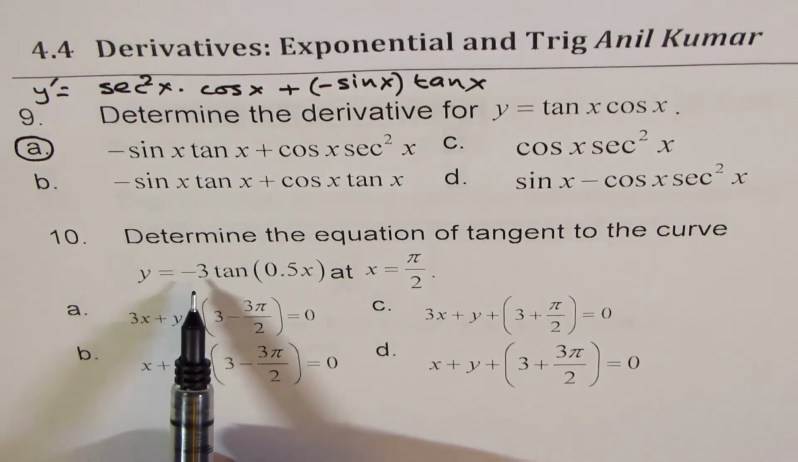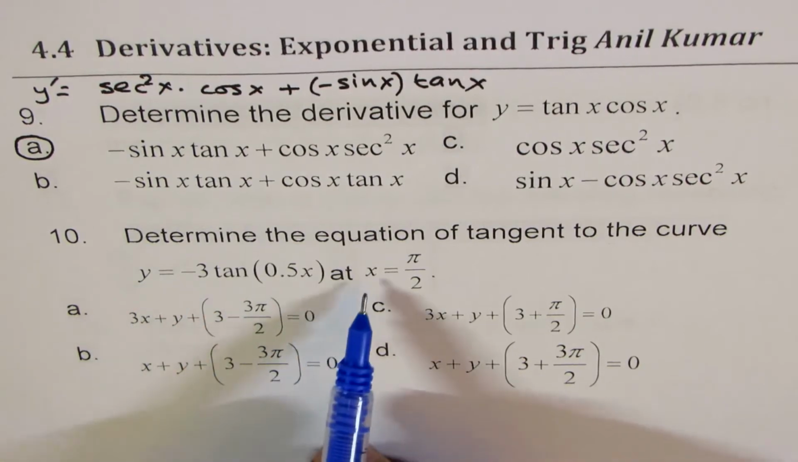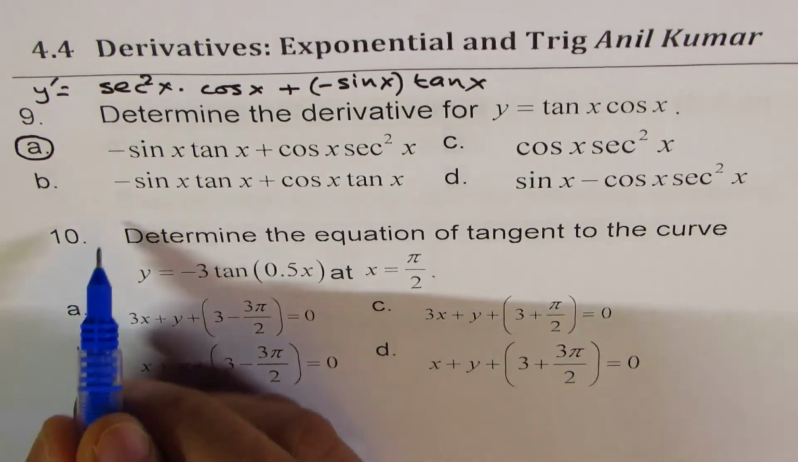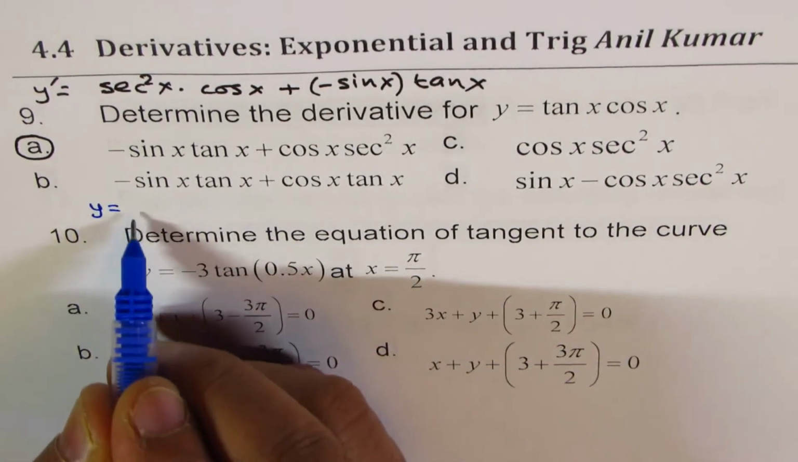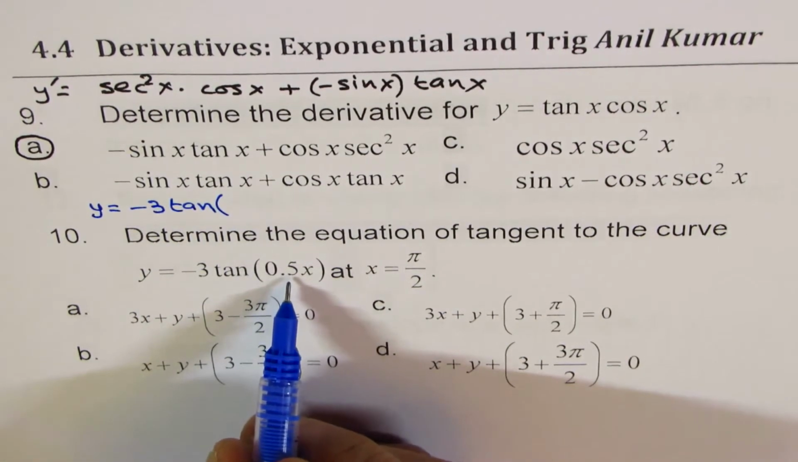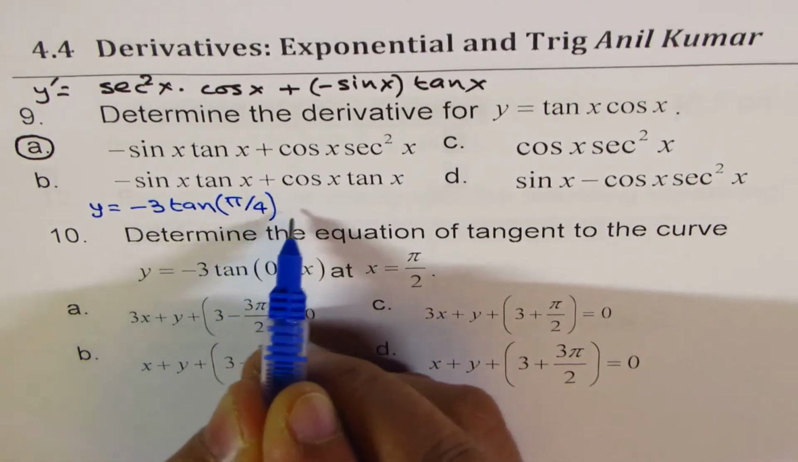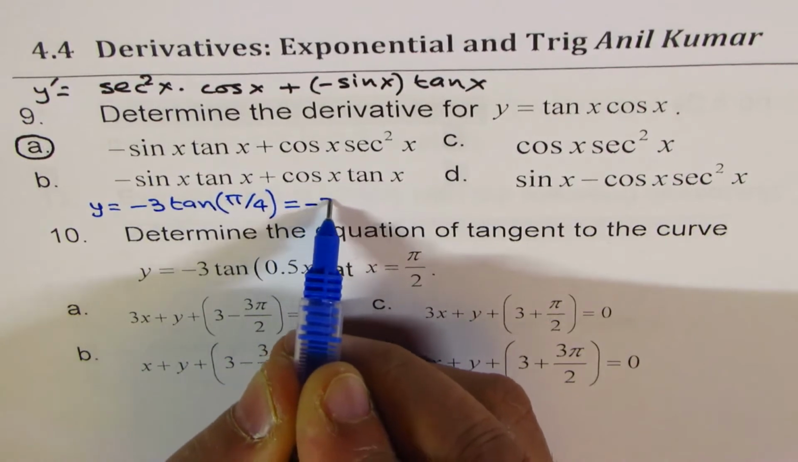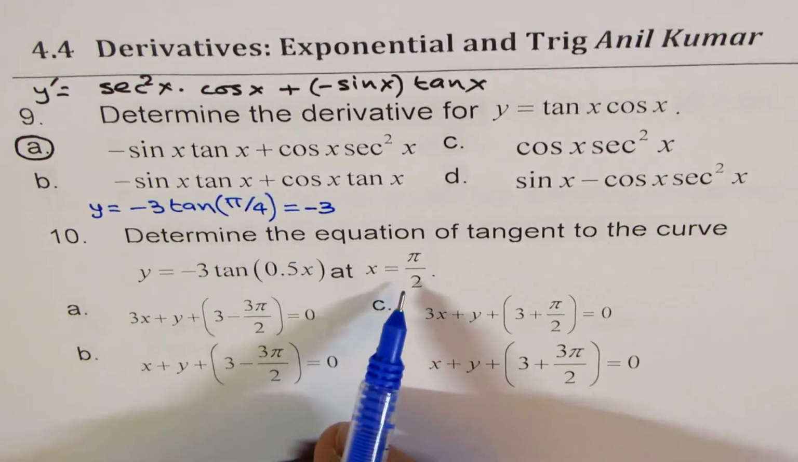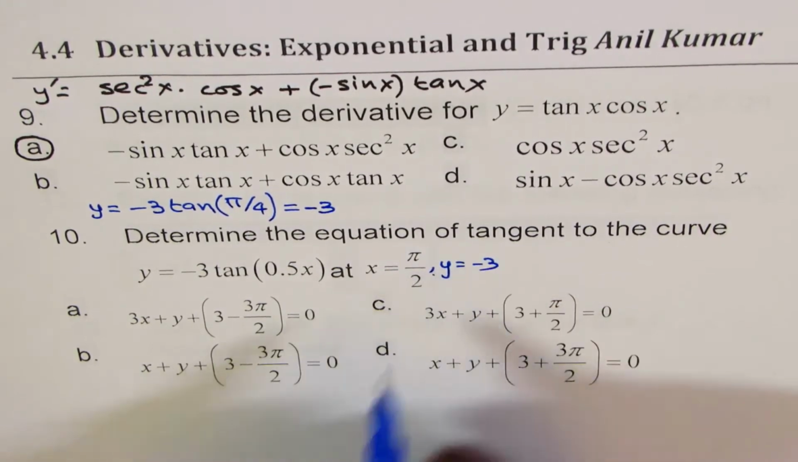y equals minus 3 tan 0.5x at x equals pi by 2. So let's also find the value of y at x equals pi by 2. So y equals minus 3 tan, this is half, 0.5, so we get pi by 4 here. Tan pi by 4 is 1, so the value of y is minus 3 at x equals pi by 2. So the point has y equals minus 3, right?